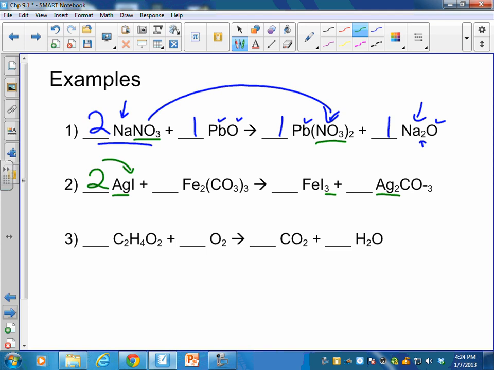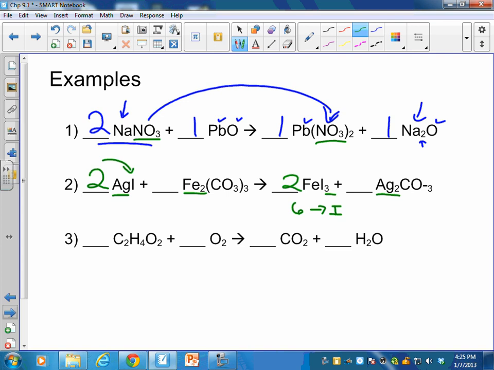So I have 2 irons here. I need 2 irons here, so I know I have to put a 2 in front of that. Okay, so when I do that, that gives me 6 iodines, right? So I need to have 6 iodines. That gives me 6 in my products.